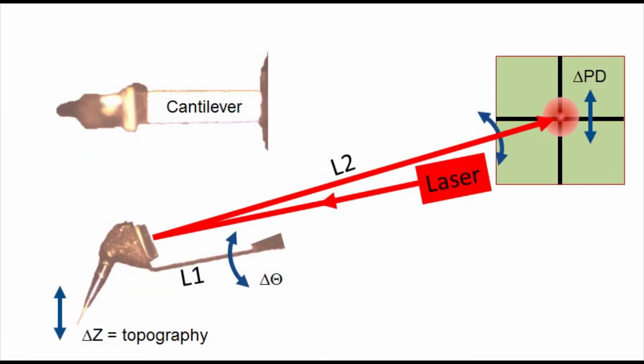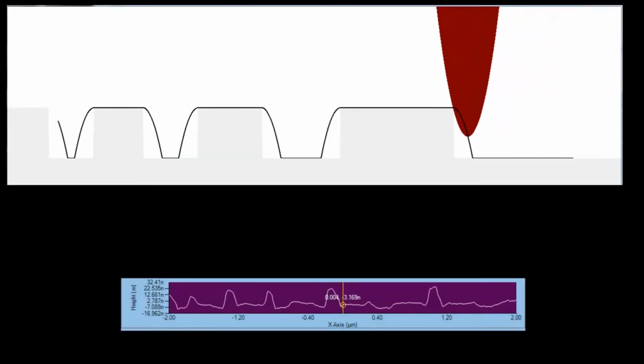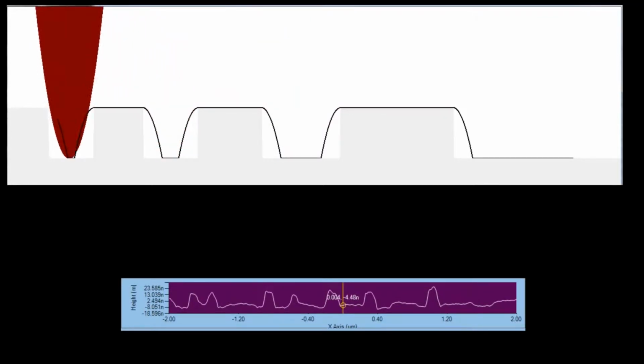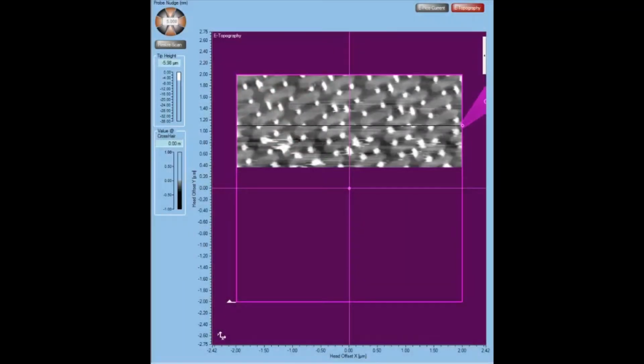By reflecting a laser off the cantilever and monitoring the reflected laser position, the topography can be recorded and mapped. Using piezoelectric crystals to scan in the XY plane, a two-dimensional topography map can be created.